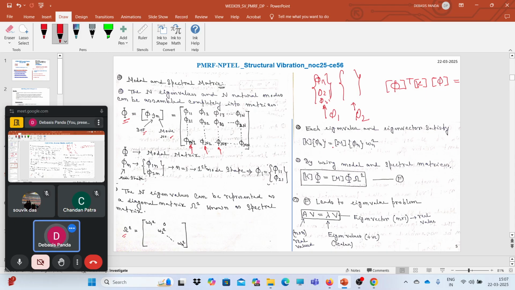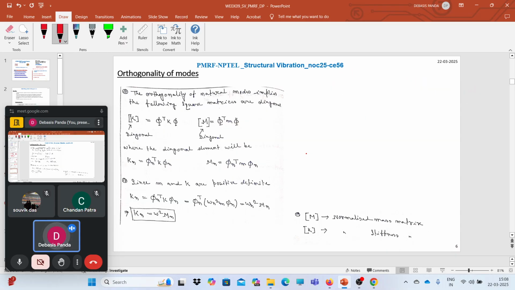So omega r squared, that means m matrix, phi, and omega r squared. So omega r squared will contain the natural frequencies, and we call them the spectral matrix. By using modal and spectral matrix, we can write the characteristic equation in terms of k phi equals m phi omega square. So all these things we have already discussed, and also we have discussed the orthogonality property of the mode shape.